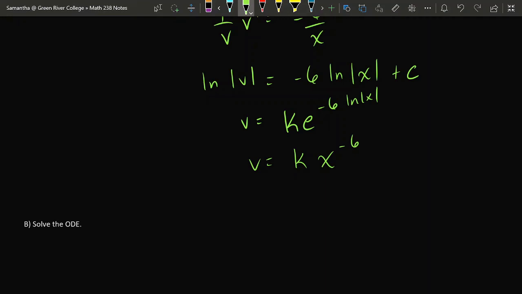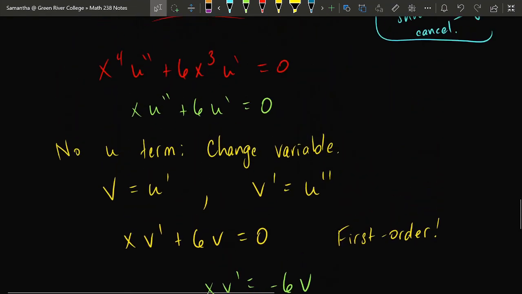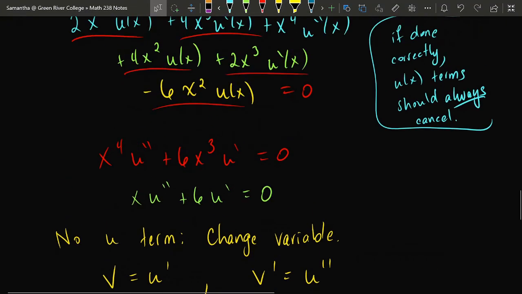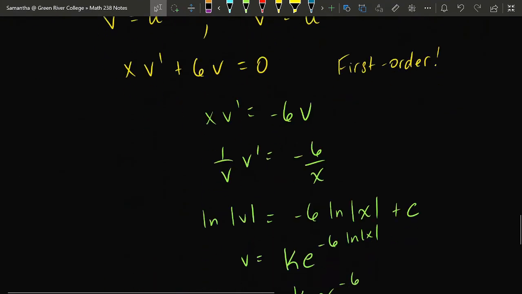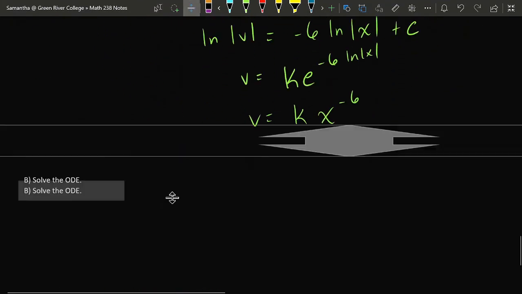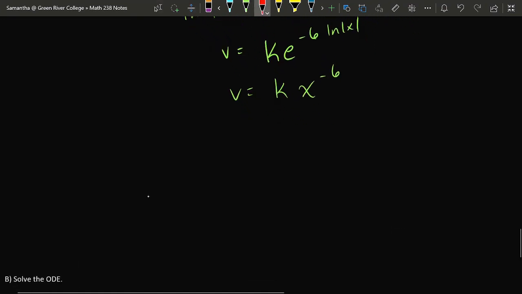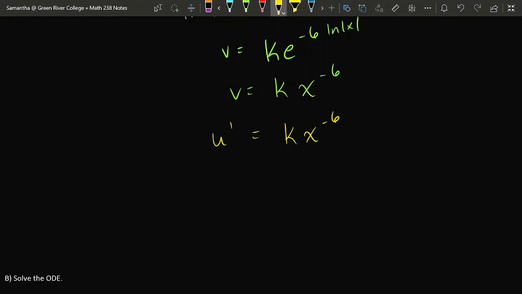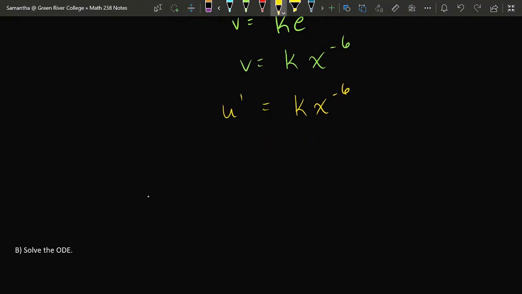Now let's not forget what we're actually trying to do in this problem. Our objective is not to find v. Our objective really is not even to find u. Both v and u were tools that we introduced as we were trying to find the second solution, y. So finding v is just one step along the road. To find u, let's go ahead and reintroduce u prime where v was. Now to find the actual value of u, we can integrate this quantity.